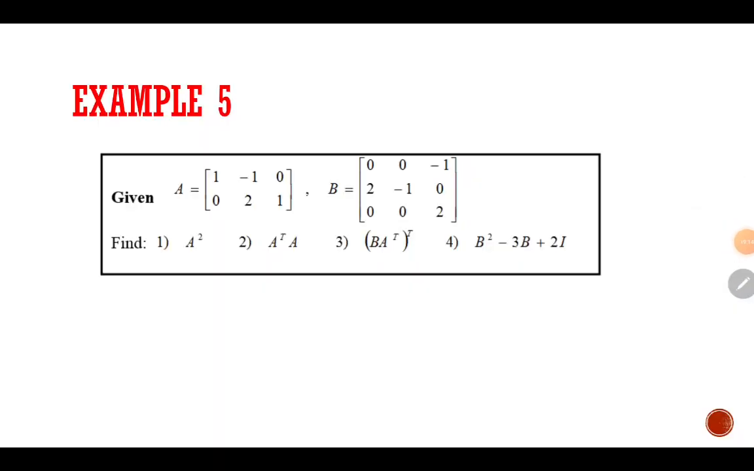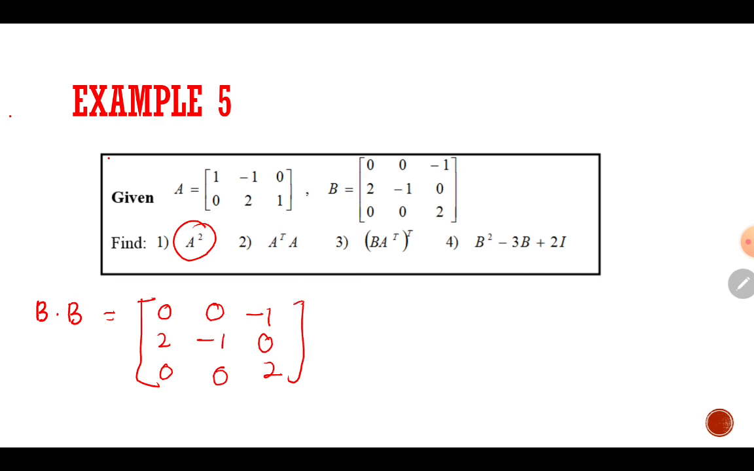Okay, untuk number 4 ni, kita ada B square minus 3B. So, I'm sure B square sekarang sebab kita dah pernah discuss A square. So, for B square, as I introduce to you for A square, maknanya kita ada B darab dengan B lah. 0, 0, negatif 1, 2, negatif 1, 0, and then 0, 0, 2. Darab lagi sekali. Same thing. 0, 0, negatif 1, 2, negatif 1, 0, 0, 0, 2. Okay. So if you multiply this, what you will get here?